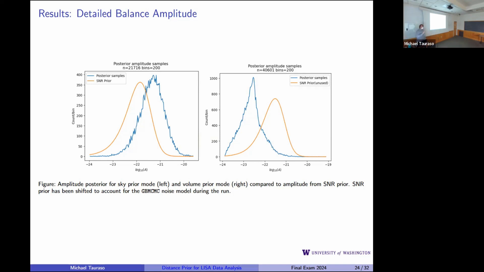If you're looking closely at these graphs, you may notice that the SNR priors in these two graphs are not centered in the same place. That is because in order to convert the SNR prior into an amplitude, which is what this x-axis is, I have to integrate over the noise model that's being used in that run. Because these are two different runs, the noise model was doing two different things, and so that integration has introduced a shift in this SNR prior. They are actually the same curve in SNR space. They're just different in amplitude space.